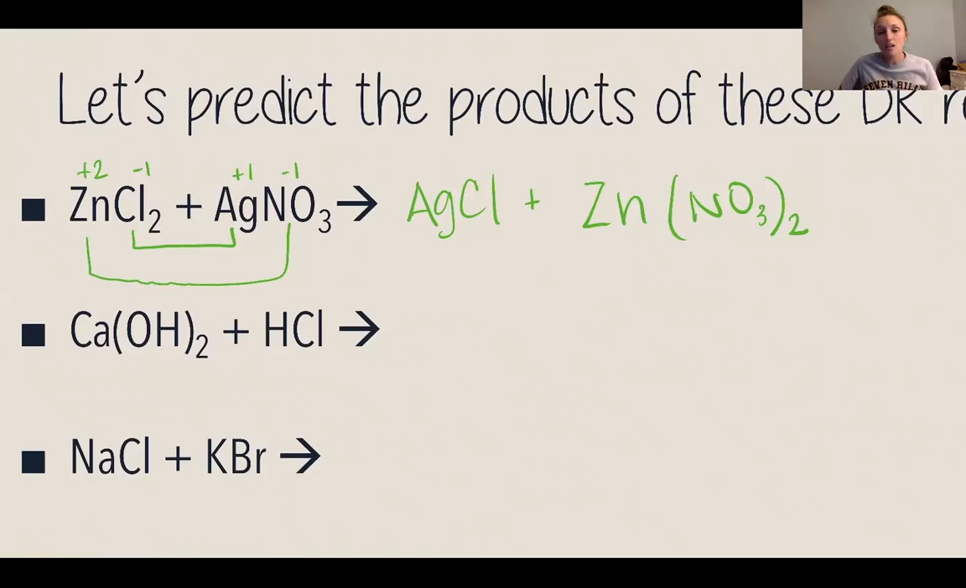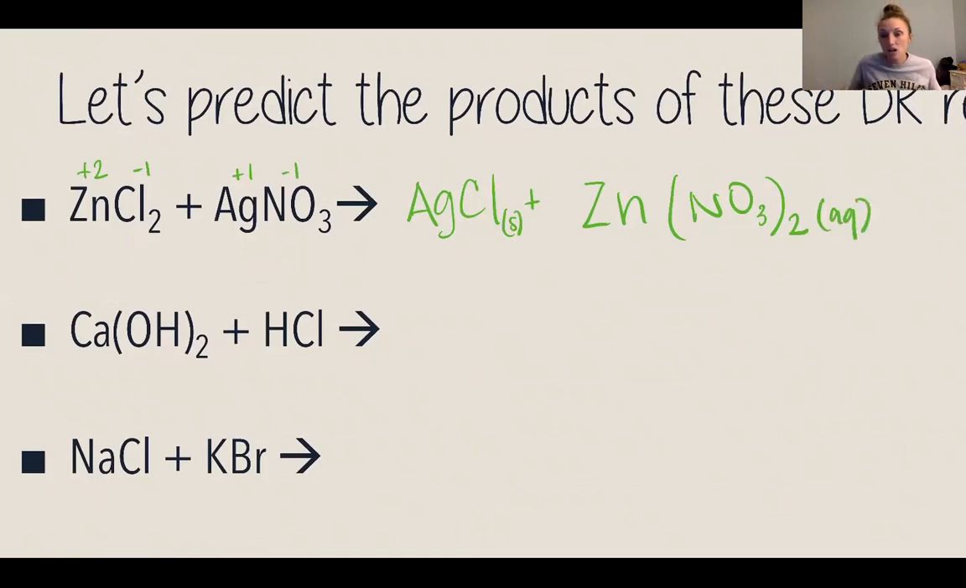They're both ionic, so I need to look at what my cations and my anions are. Silver, not an alkali metal. Chloride, not nitrate or acetate. So silver chloride is going to be a solid. Zinc nitrate, I have nitrate there, which means that it's automatically going to be a solution.